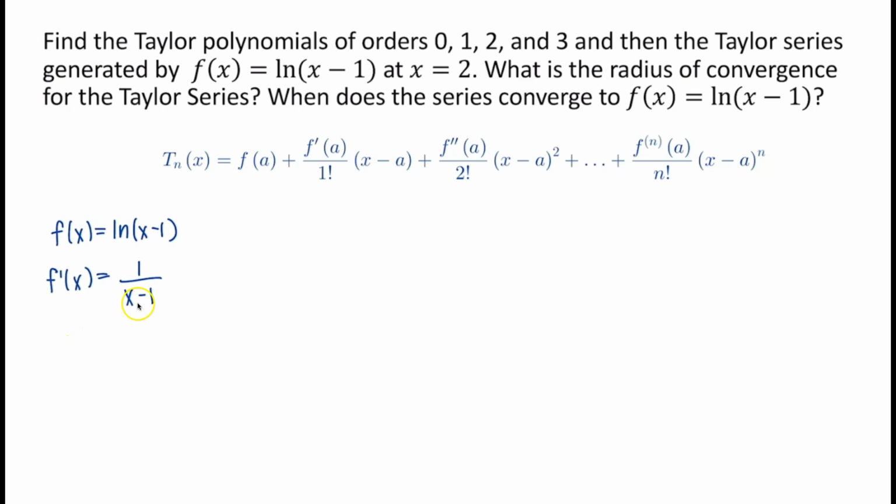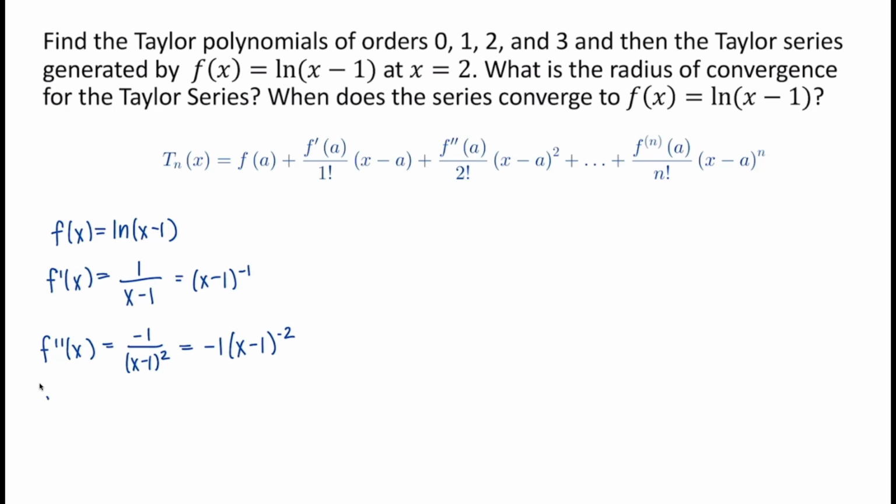Now to take the second derivative, I'm going to rewrite this as x minus 1 all raised to the negative 1 so that I could apply the chain rule. So the second derivative is negative 1, bringing that power to the front, x minus 1 to the negative 2 times the derivative of the inside, which is 1. So here's my second derivative. I'm going to go ahead and rewrite it as a quotient. So it's going to be negative 1 over the quantity x minus 1 squared.